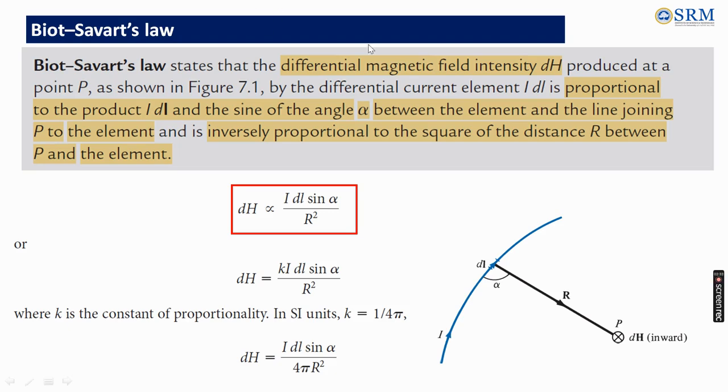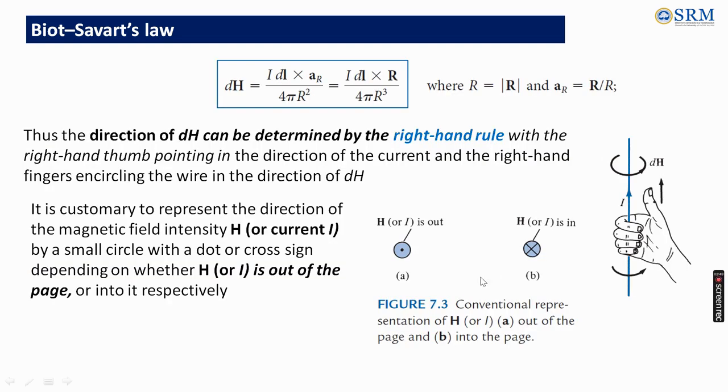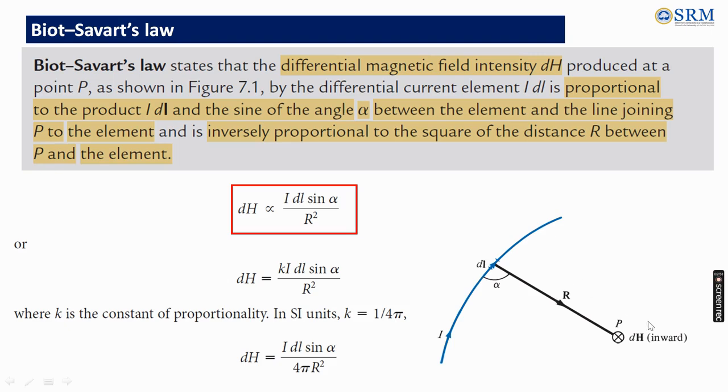The Biot-Savart law states that the differential magnetic field intensity dH produced at a point P by the differential current element I dl is proportional to the product of the current element I dl and sine of the angle between the current element and the line joining the current element and the point P, and inversely proportional to the square of the distance between the point P and the current element.